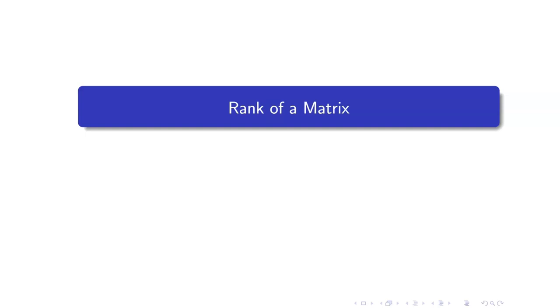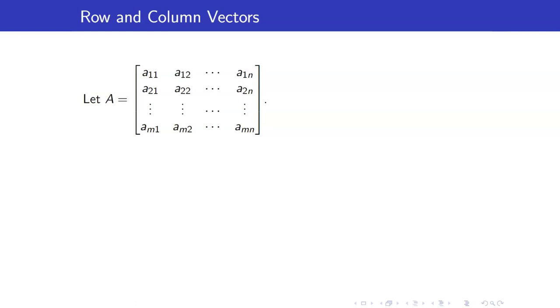In today's lesson, I'm going to talk about the rank of a matrix. Before we can discuss the definition of a rank of a matrix, we have to define some terms. Let us first discuss row and column vectors.